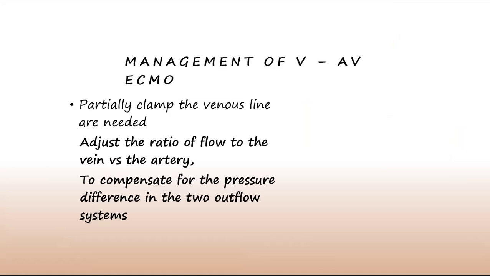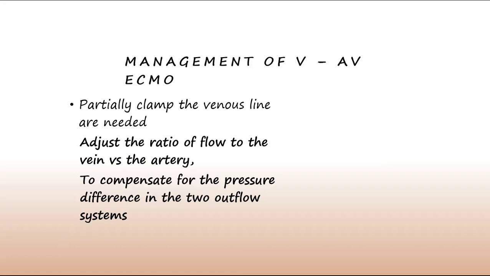What you're supposed to do in a VAV ECMO is partially clamp the venous line as required. Why? Because venous vessels have less resistance, so more blood flow technically goes into the venous line rather than the artery. That means your heart is less supported and your lung is more supported. To prevent that, we partially clamp the venous line and adjust the ratio of flows to the vein and the artery, according to the requirement of the patient here.